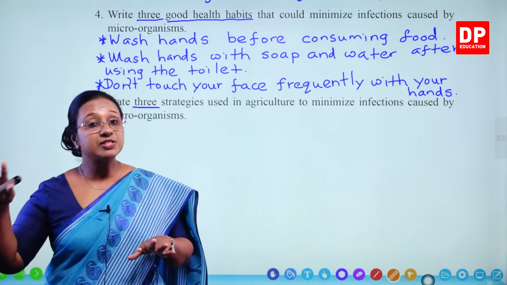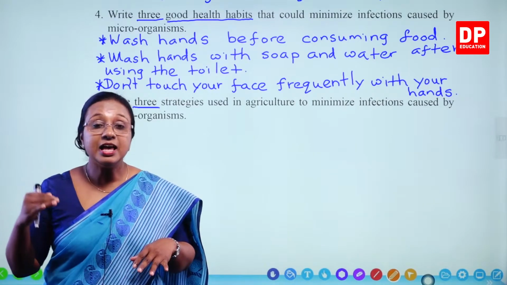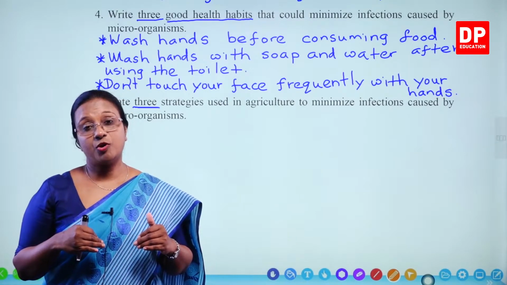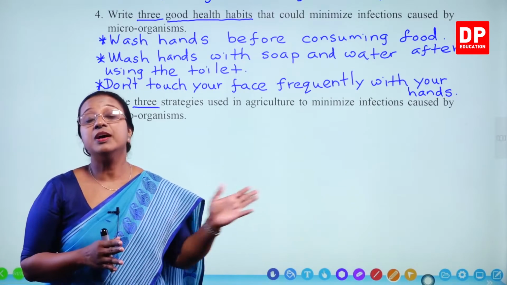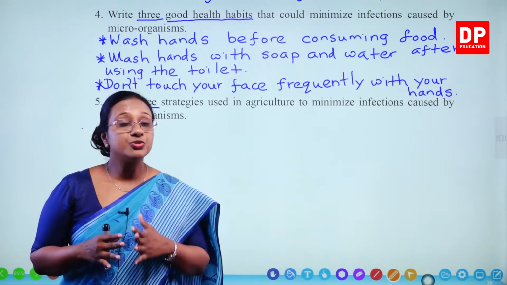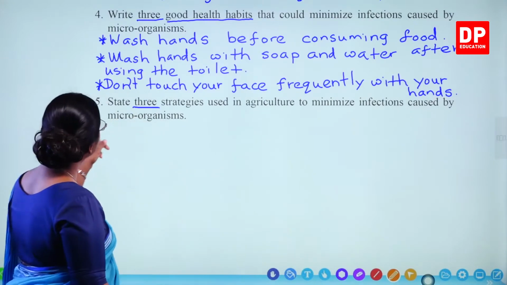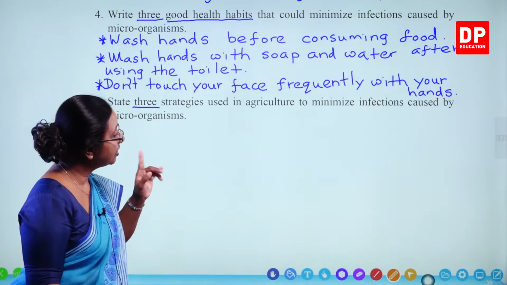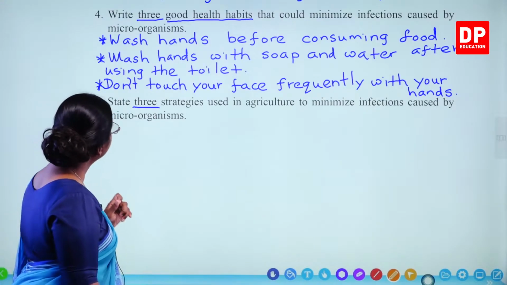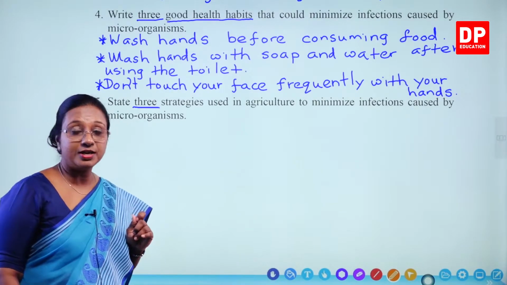With that, the microorganisms can be eradicated from the field. Or else for some infections, they reduce the amount of water. So that also can be used to remove infections. So those are different methods. Here they have asked for 3 strategies used in agriculture to minimize infections caused by microorganisms.